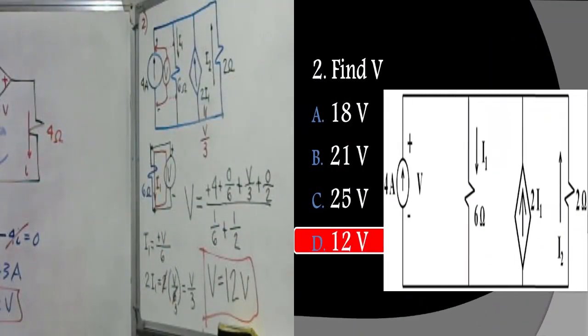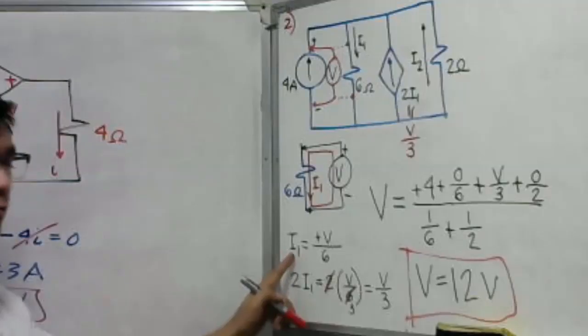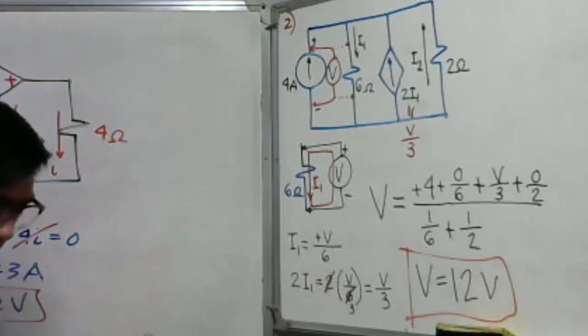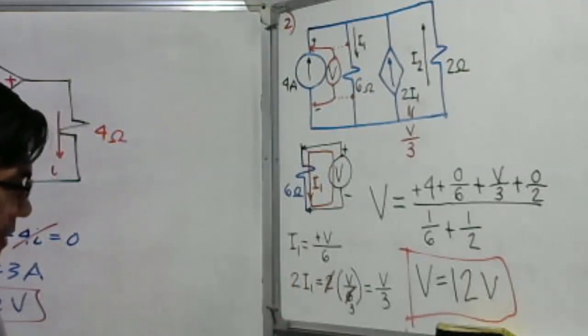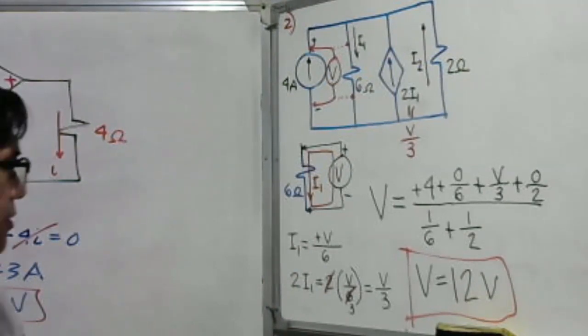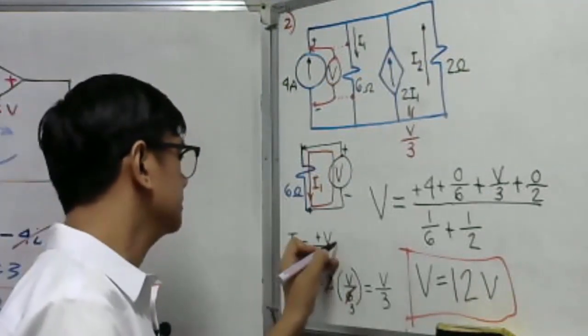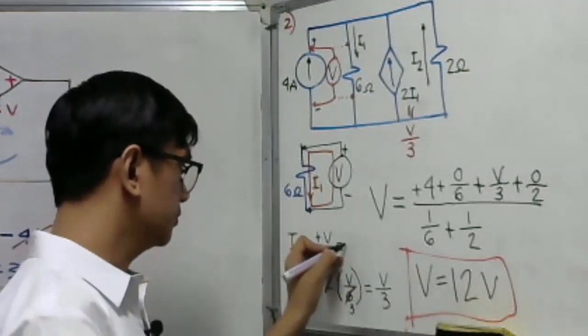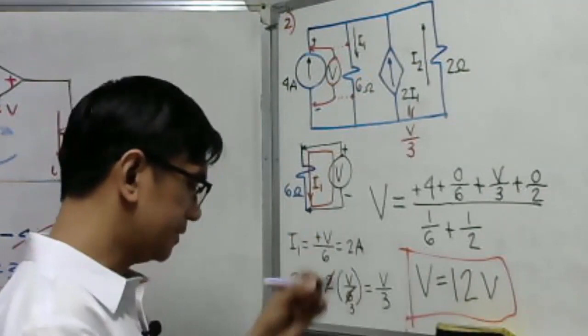Let us get our I1 and I2, by the way. As we see here, I1 is simply equal to V over 6 now. You can solve this easily. What is V? 12 over 6, 2 amperes. That's the answer.